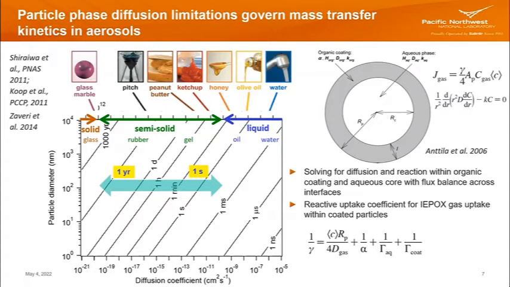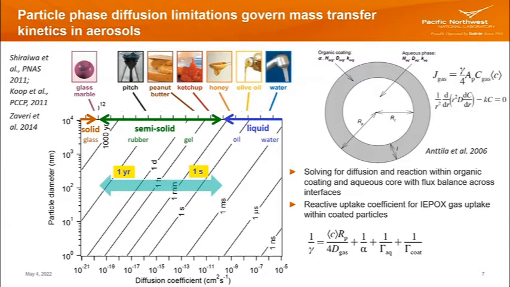Then coming back to how we actually model IPOX SOA. One way to model it is using core shell morphology. So in the core you have inorganics, and then in the shell you have the organics coating it. And so the way you get the reactive uptake coefficient of IPOX gas is by solving the spherical reaction and diffusion equations. And then on top of that, you do a flux balance across different interfaces, across the organic air interface and the organic aqueous interface.